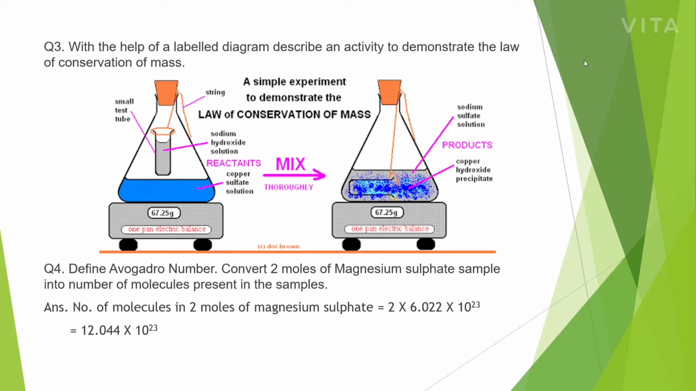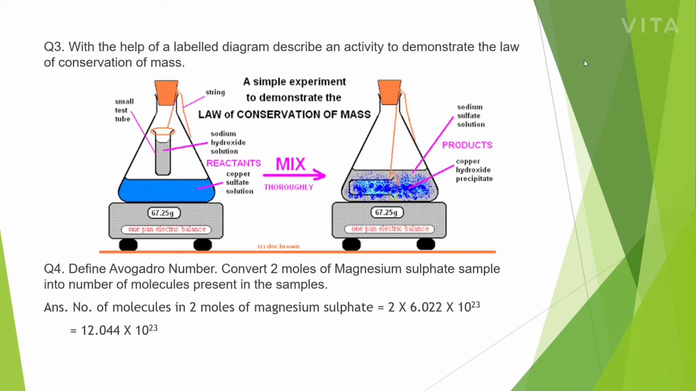Like in this diagram, it was shown that the mass of the apparatus along with the reactants is 67.25 gram, and the mass of the apparatus with the products is also 67.25 gram. So this shows that the mass of the reactants is equal to the mass of the products. Okay. So with the help of this activity, we can demonstrate the law of conservation of mass.